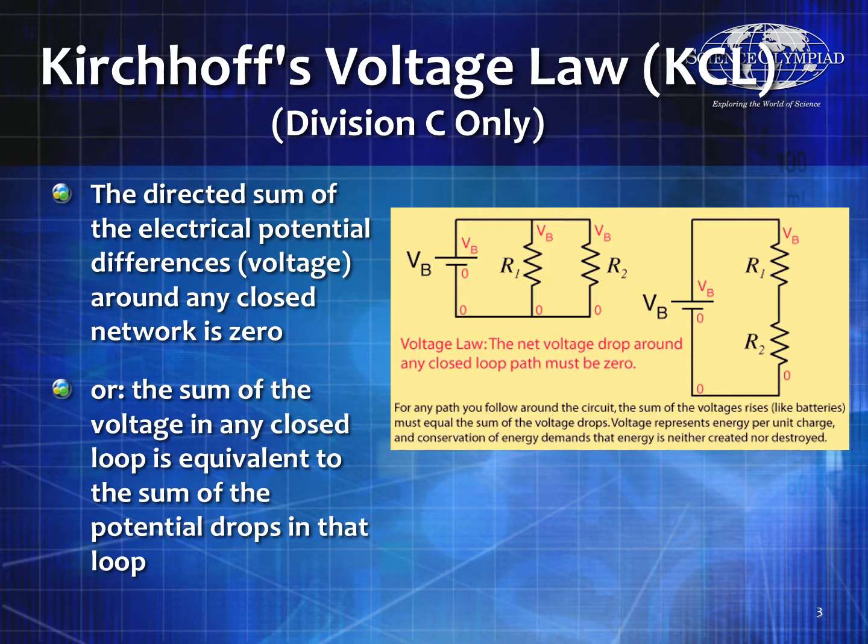Now if I look at the other diagram, where I have a voltage source with two resistors in series, the voltage of the battery, VB, if I start from the 0 and go up, is equal to the voltage of R1 plus the voltage of R2. So if I take both of those voltages and add them together, it equals VB. So you just look for the loop.